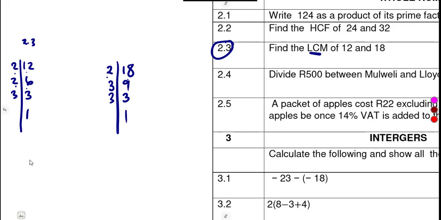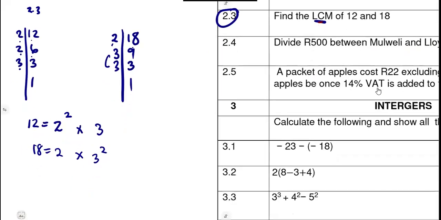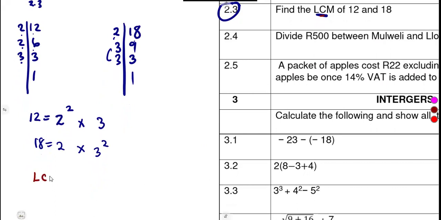So as we can see, 12 here is same as what? 2 is multiplying itself 2 times. So it's 2 to the exponent of 2 times 3. On 18, this is what? 2 as it is times 3 times 3, which is 3 to the exponent of 2. So this time it is the LCM. As for the LCM, remember this is the lowest common multiple. It must contain all the numbers that are there, or it must have all these numbers as they are.